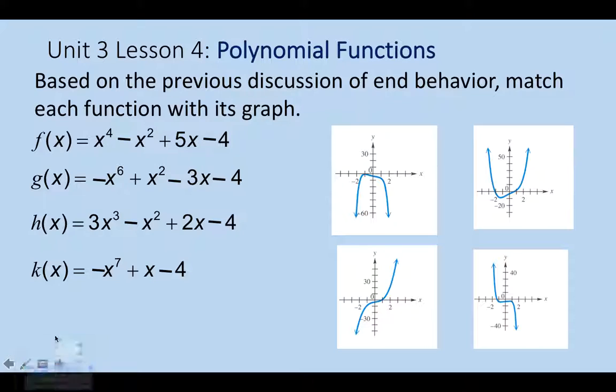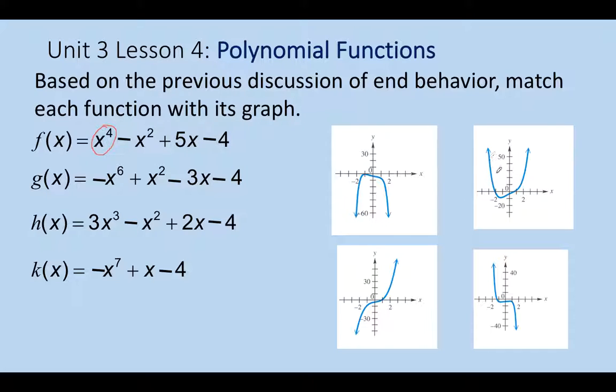Some multiple choice. So which function goes with which? We haven't even started graphing yet, but let's just be able to identify what would go with what. I look at the dominating term here, and I see that I've got positive x to the fourth, which means the end behavior is going to be similar. It's going to be concave up since it's positive.